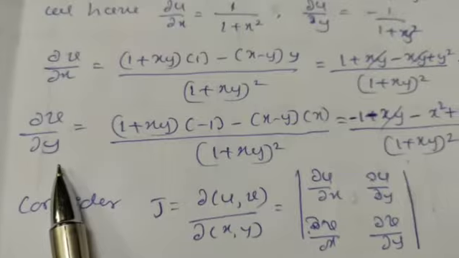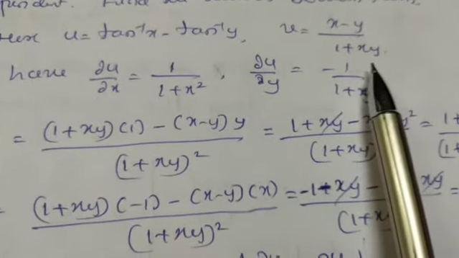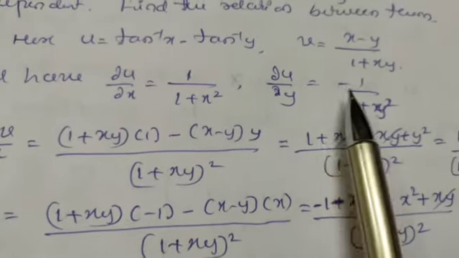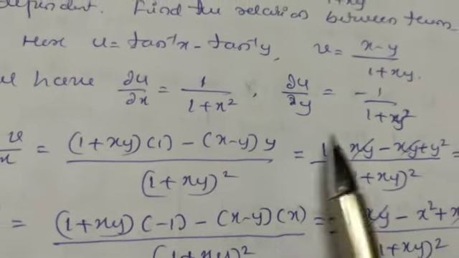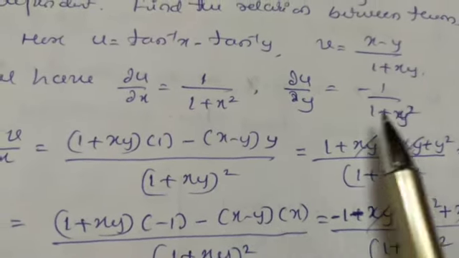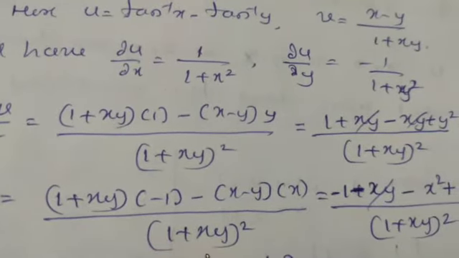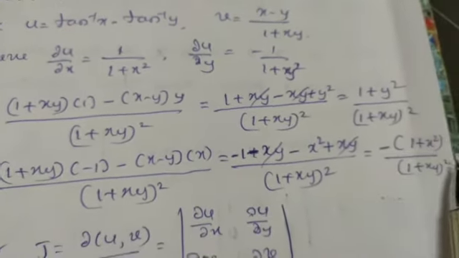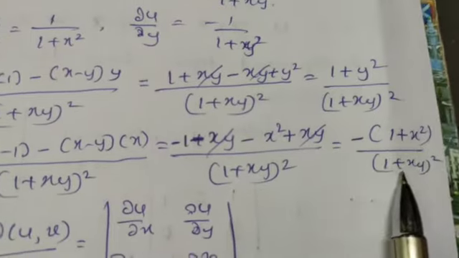Now you have to find dou v by dou y. Here also you have to differentiate v partially with respect to y, so it is again the quotient rule. Denominator as it is, derivative of numerator with respect to y is minus 1, minus numerator (x minus y) as it is, derivative of (1 plus xy) with respect to y is simply x, divided by denominator square, (1 plus xy) whole square. Open this bracket and simplify, you will get minus of (1 plus x square) divided by (1 plus xy) whole square.